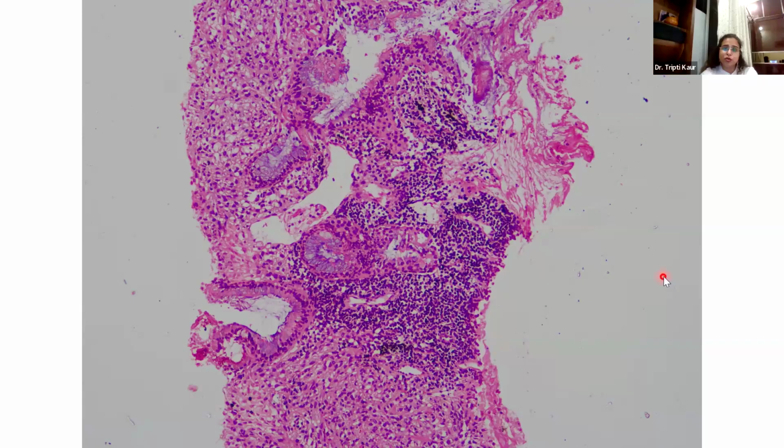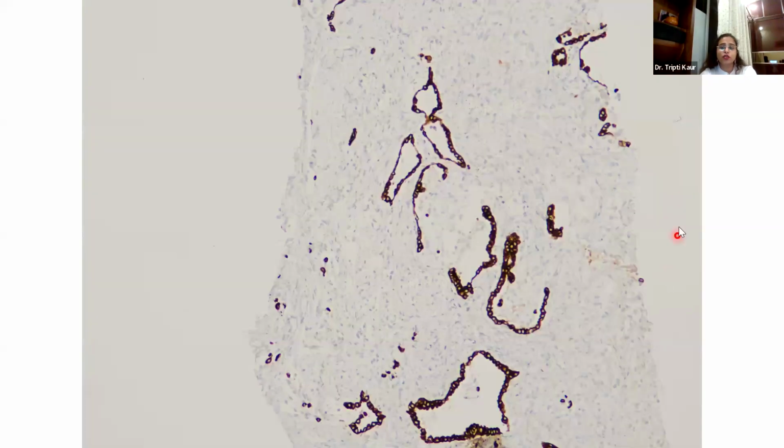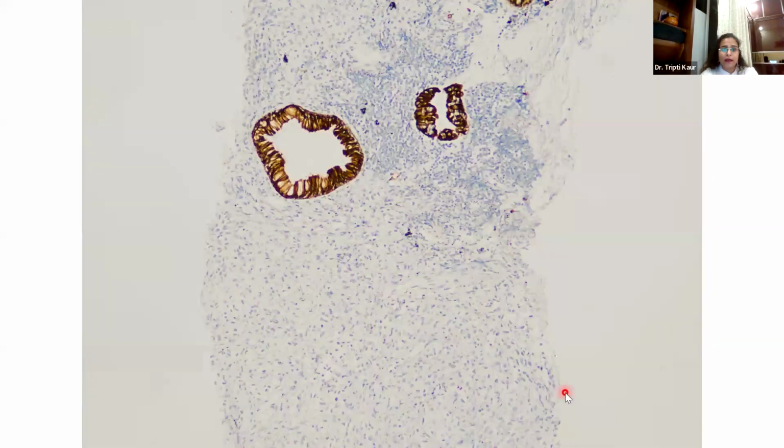PCOMA. Yes, PCOMA is a good differential. Any other differential? Okay, I'm going to show you the IHC slides. So this is a CK stain highlighting the alveolar spaces. Then this is CK7. You see the respiratory bronchioles being highlighted.